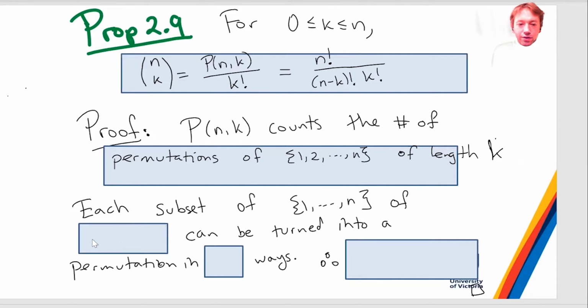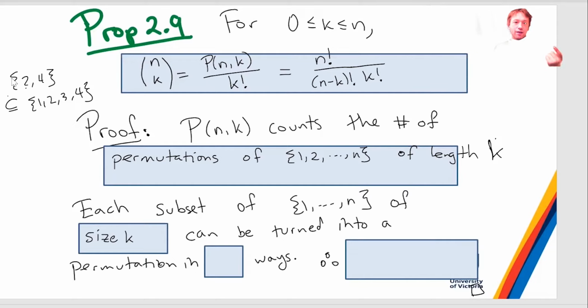Okay, so imagine I have a subset of size k. How many ways can I turn this into a permutation? Suppose I take the numbers 2 and 4, which is a subset of 1, 2, 3, 4. How many ways can I make a permutation of 2 and 4 of length 2? Actually, if I take a subset of size k, I'm trying to count the number of ways it can be turned into a permutation of length k. That's important. So suppose I take a set of size 3. How many ways can I write those 3 elements as a permutation of length 3? Does anyone have a guess?